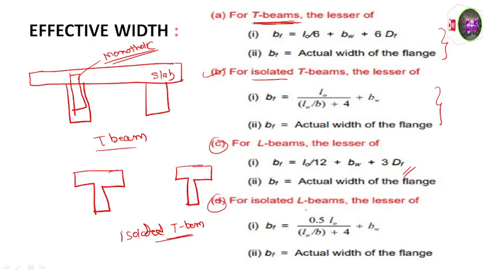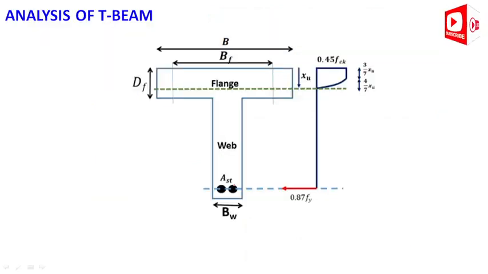And for the isolated L beam, I hope you got what is a T beam and an isolated T beam. In the same case, L beams and isolated L beams. So these are the formulas for calculating the effective width of the T beam as well as the L beam. Now, analysis of T beam is very important.